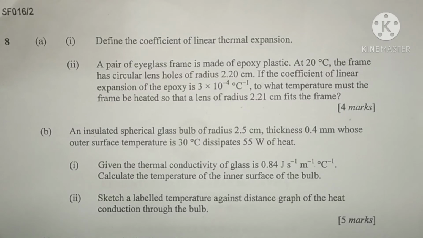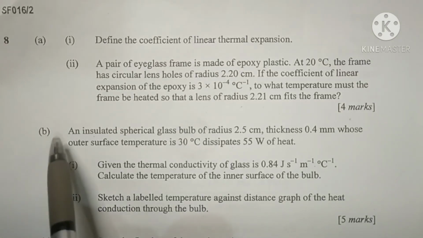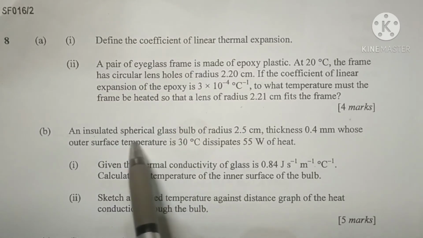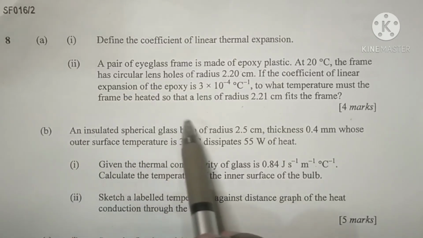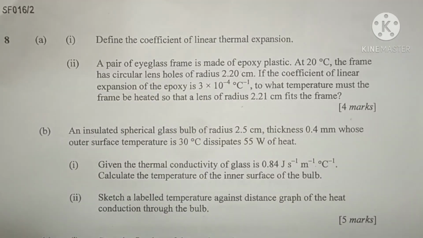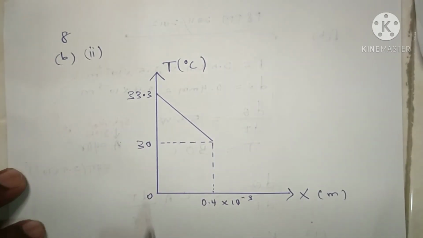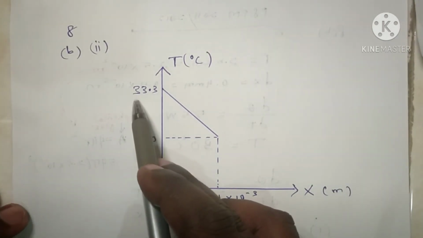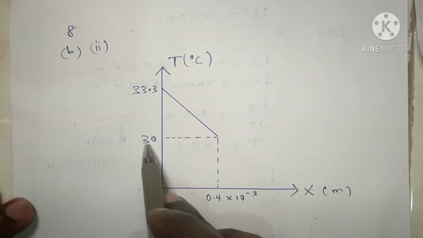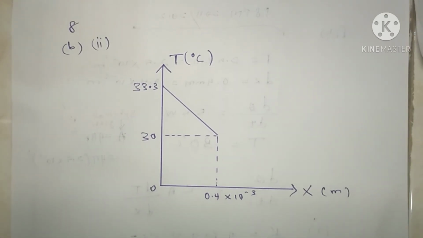For B Roman 2, sketch a labeled temperature against distance graph of the heat conducting through the bulb. Remember, it is about an insulated spherical glass. The bulb is well covered or well insulated. So no doubt you will get a straight line where the temperature constantly decreases with distance x. The initial temperature is 33.3 degrees Celsius, the final temperature is 30 degrees Celsius, and the distance is 0.4 times 10 to the power negative 3 meter.